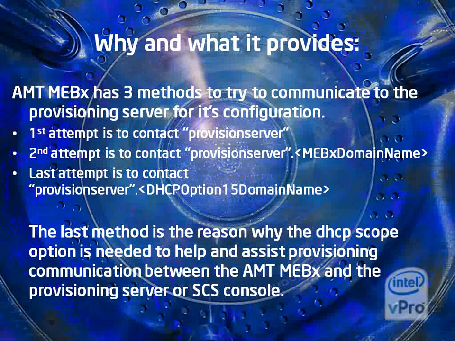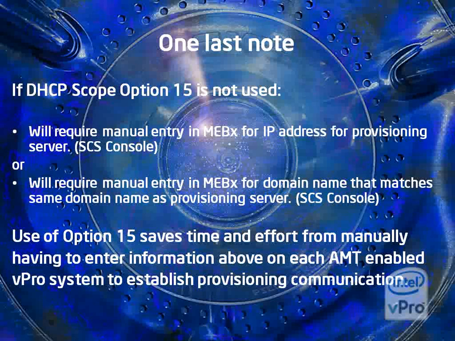So by enabling option 15 on your DHCP server, it allows the AMT Management Engine BIOS a third option to connect to a provisioning server in your environment. If option 15 is not enabled on your DHCP server, it will require manual entries of either the IP address of your provisioning server or the domain name suffix that matches the same domain name as your provisioning server in the AMT BIOS. This will need to be entered on each and every vPro system in your environment that requires provisioning. So by using option 15, it saves a tremendous amount of time and effort of having to manually enter the information on each vPro system to enable them to be provisioned.